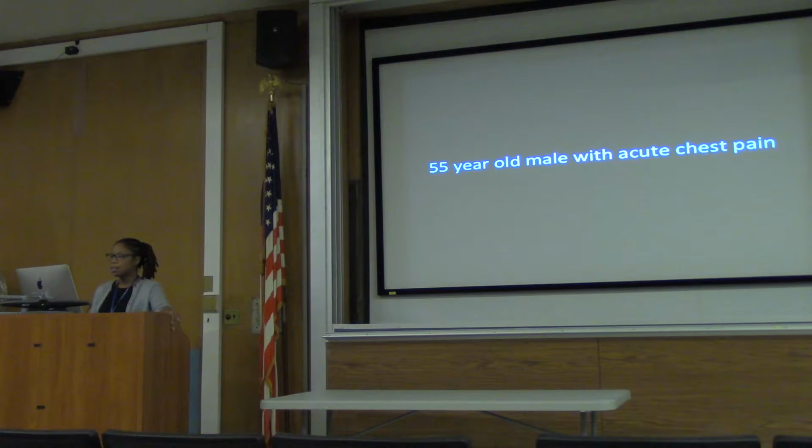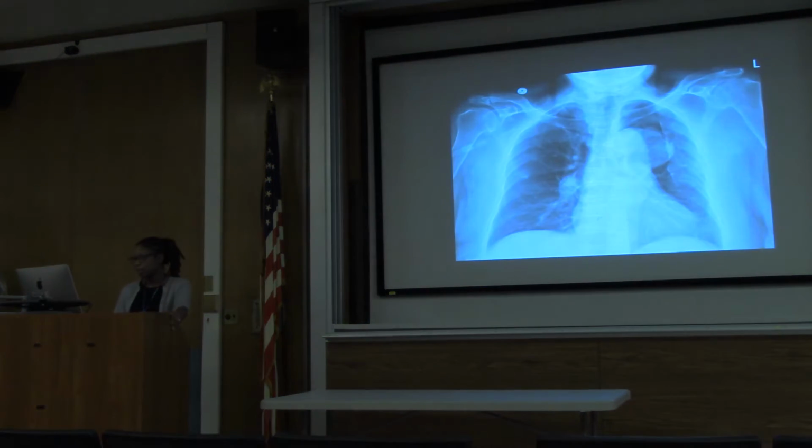So we have this middle-aged man coming in with acute chest pain, and this is his chest x-ray. What you can see here is this mass in the left upper lobe, and the question always comes up: is this a mediastinal mass, is this a lung mass, or is this related to the aorta? Anytime you see anything that looks like this around the aorta, you need to consider that it can be a vascular etiology as well, especially if he's coming in with chest pain.